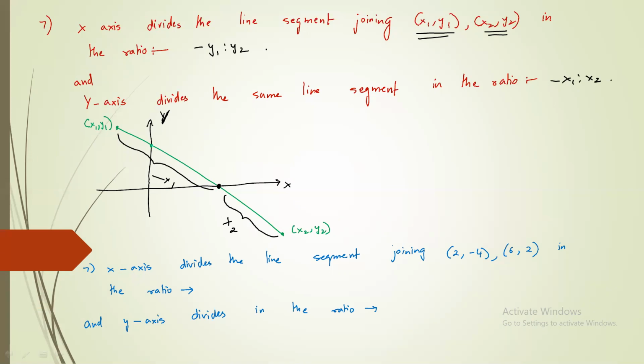Whereas y-axis is dividing the same line segment here. So the ratio will be different for x-axis and y-axis. When you take x-axis, it will be different. When you take y-axis, it will be different.